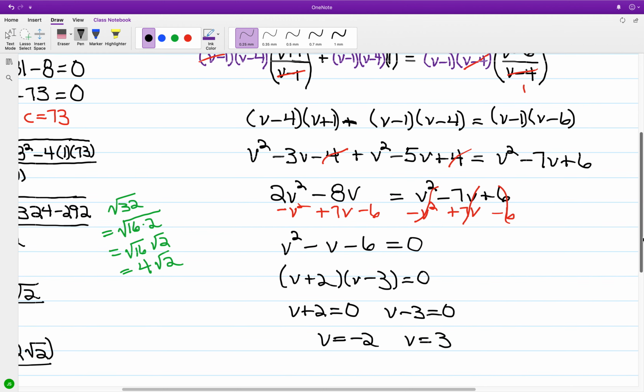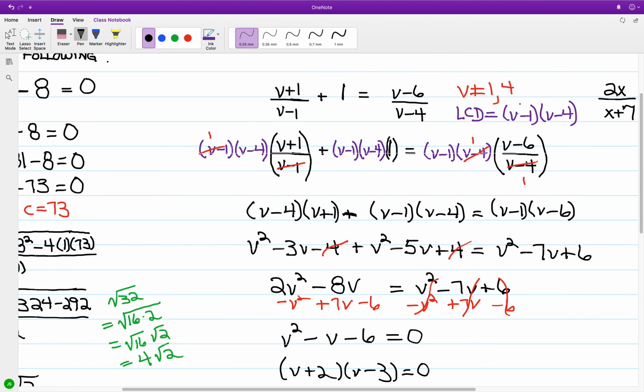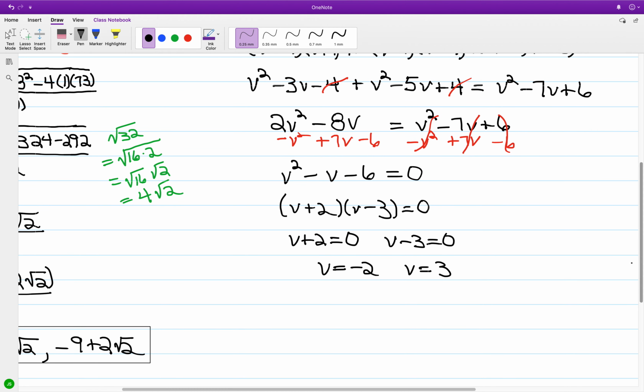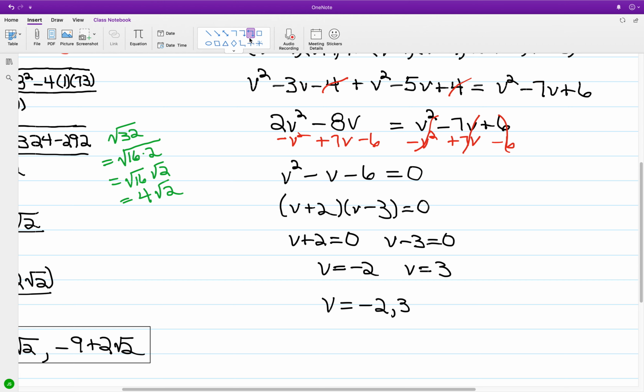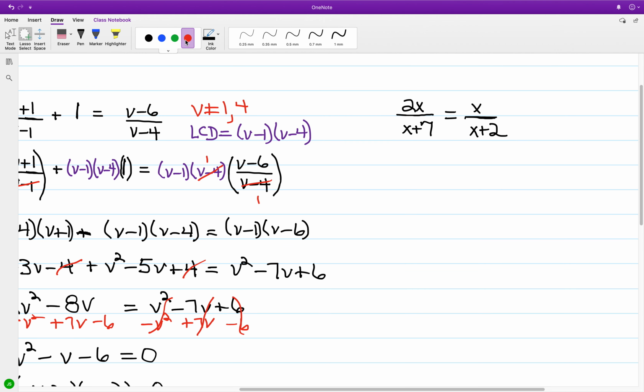And so taking what we have here, these values satisfy the restriction that v cannot be 1 or 4. And so these values will be our 2 solutions in v. Again, we have v is equal to negative 2 and positive 3. And now looking at solving for x. Now whatever we have for x, it cannot be such that x plus 7 or x plus 2 is equal to 0. So we have 2 exclusions, and those will be negative 7 and negative 2.